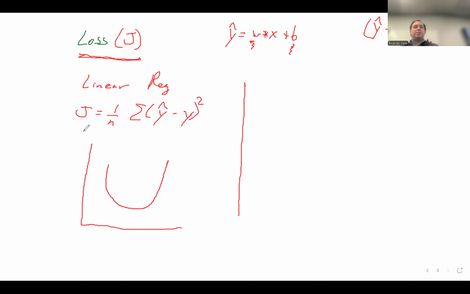Right? So this type of shape is usually called a quadratic equation, okay? And it's essentially the graphical representation that we can think of in the simplest case of MSE, right?